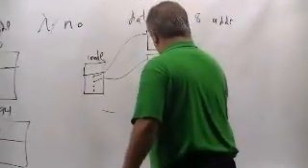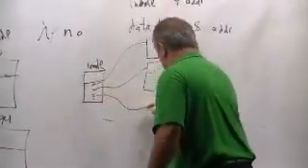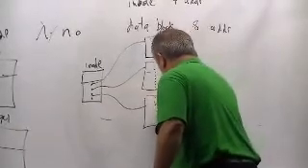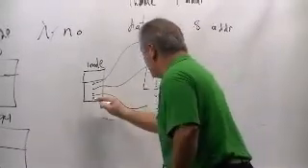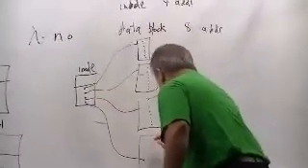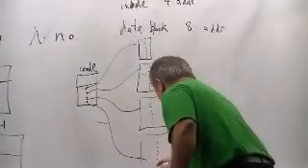1, 2, 3, 4, 5, 6, 7, 8. Then finally, 32. 1, 2, 3, 4, 5, 6, 7, 8.